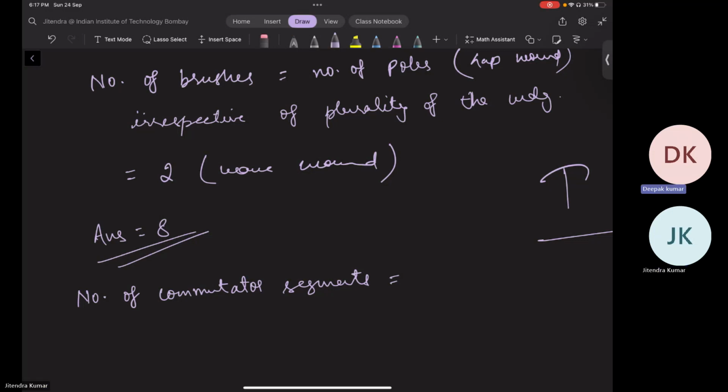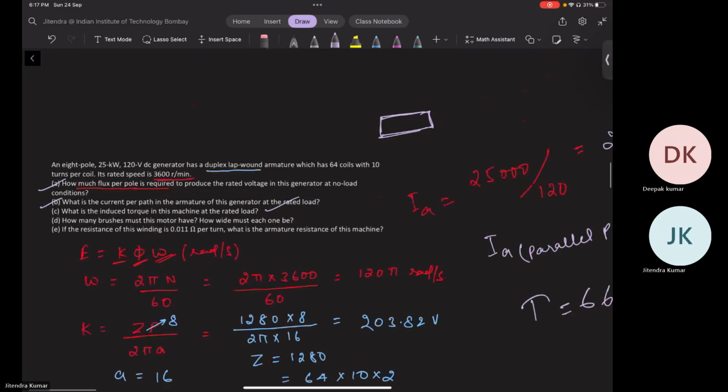The number of commutator segments is essentially the number of slots, right? Sir, 32. 32 commutator segments. Again, the question is still why. Sir, because we have 64 coils, and since it is a duplex lap wound, each slot will contain 2 coils. So that's why the total number of coils is 64, and we need 32 slots.